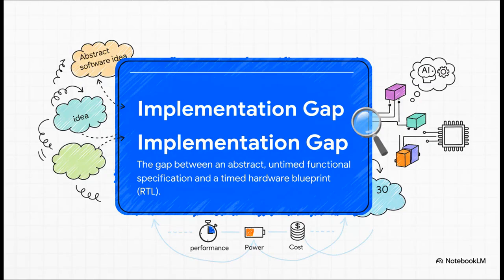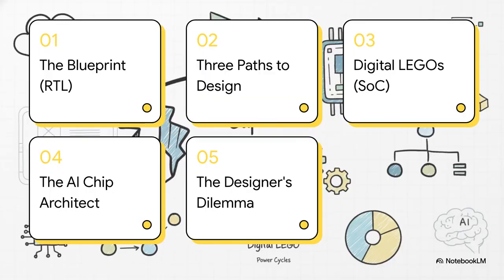Well, that chasm between the two is what we call the implementation gap. You see, it's the difference between an abstract, untimed description of what a program should do and the timed physical blueprint describing how it's going to do it, all synchronized to the nanosecond ticks of a clock. To put it simply, the software idea has absolutely no concept of time, but the hardware, it lives and breathes by it.